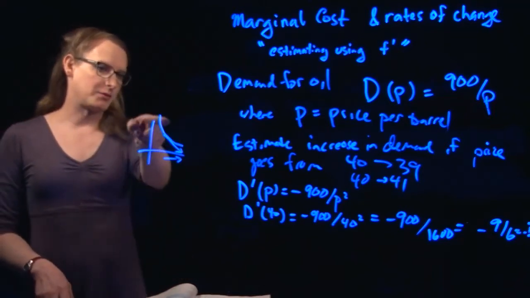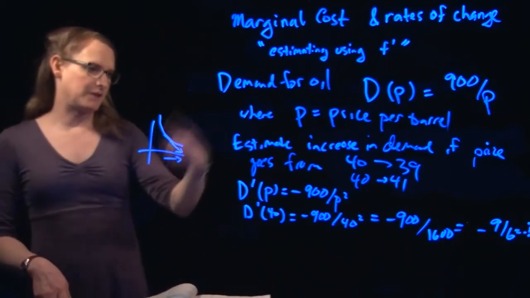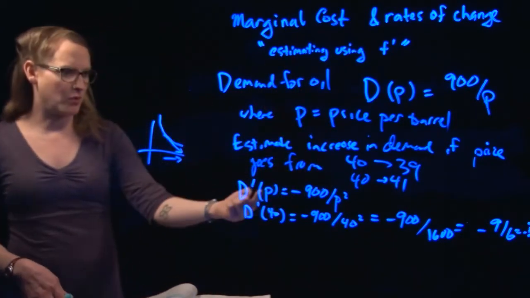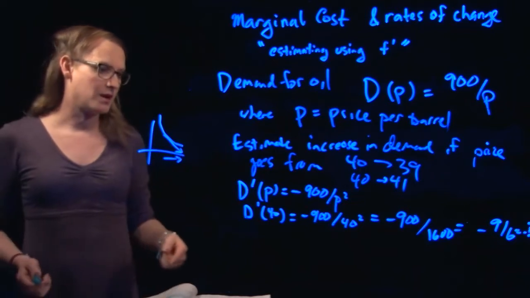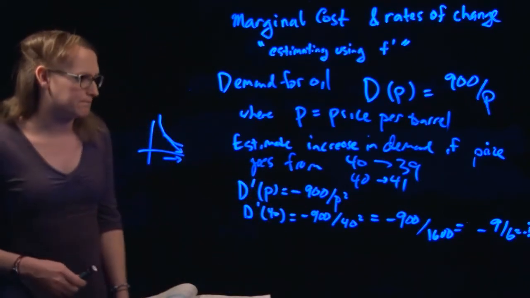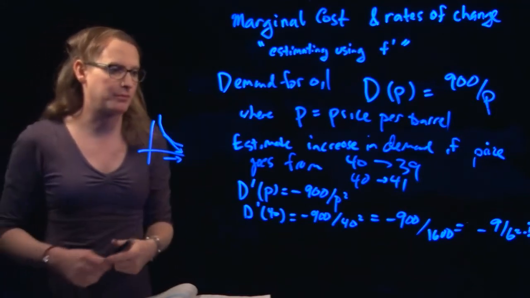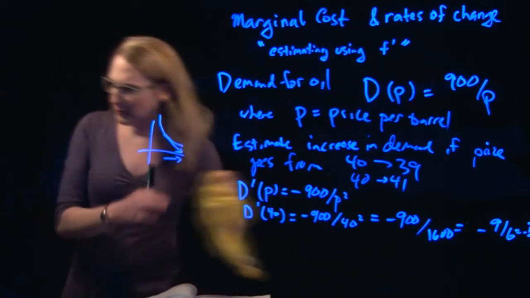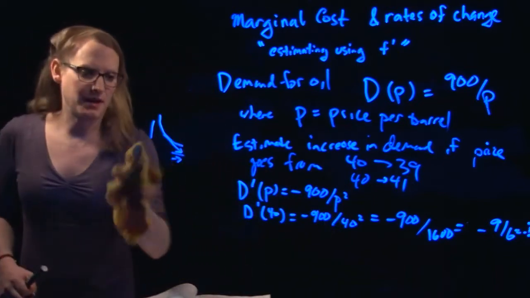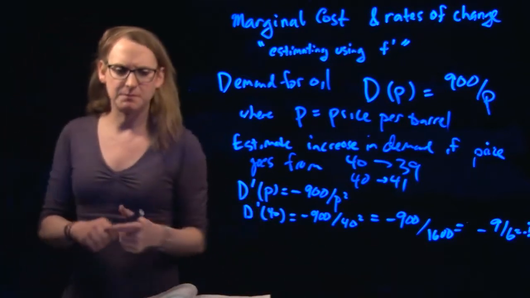Yeah. So the demand is going to increase by minus 3/2 if the price goes up by 1. And if the price goes down by 1, then the demand is going to increase by 3/2, right? Because we're going to be going this direction and it's going to go up. Let's compare our estimated values with the actual values.